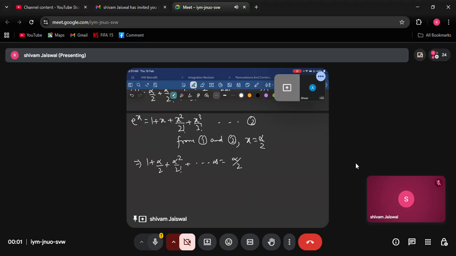To find e to the power alpha by 2 into e to the power beta by 2, which is equal to e to the power alpha plus beta by 2. Now, what is the sum of the roots? The sum of the roots is 2, which gives e to the power 2 by 2, which is e. E is the correct answer. I hope it is clear to everyone. Yes, Joyatra, your answer is correct.